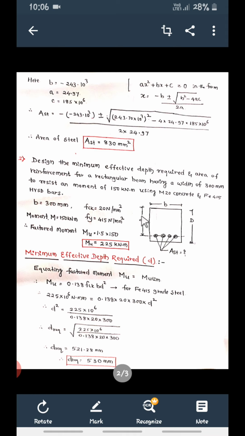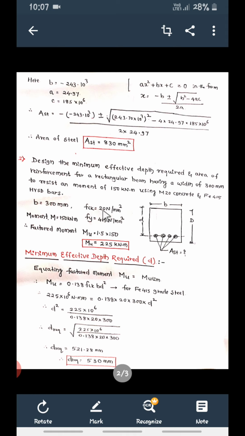So small d is required here. First you have to find out the effective depth of the beam, and then the area of reinforcement, Ast. Then we are going to find out the area of steel. Width is given, that is b is equal to 300 mm, and to resist a moment. Note that only moment is mentioned, not factored moment, not ultimate moment. So moment means it is M, 150 kilonewton meter.